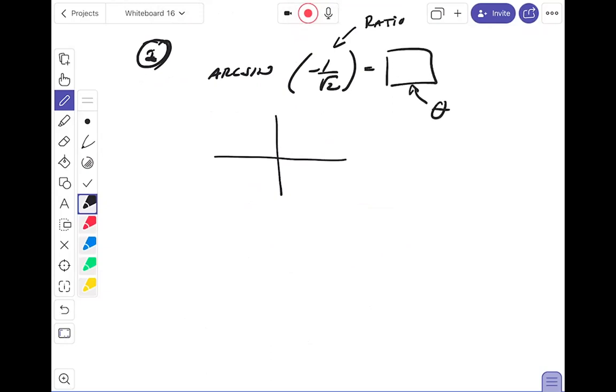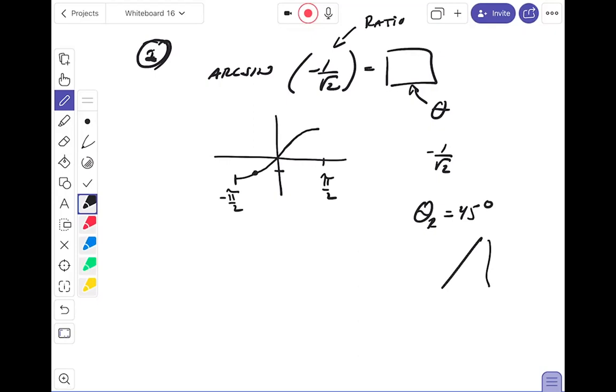Well, I'm going to encourage you again to think about the invertible region. That invertible region is between minus pi over 2 and pi over 2 for the sine function. What I would do is look for the ratio. And what's the ratio? Well, the ratio is minus 1 over root 2, roughly speaking about minus 0.7. So I'm going to say over here somewhere. Then the question is, do you know what that angle would be? The reference angle, I'll write this over here, would be 45 degrees. That's the reference angle.